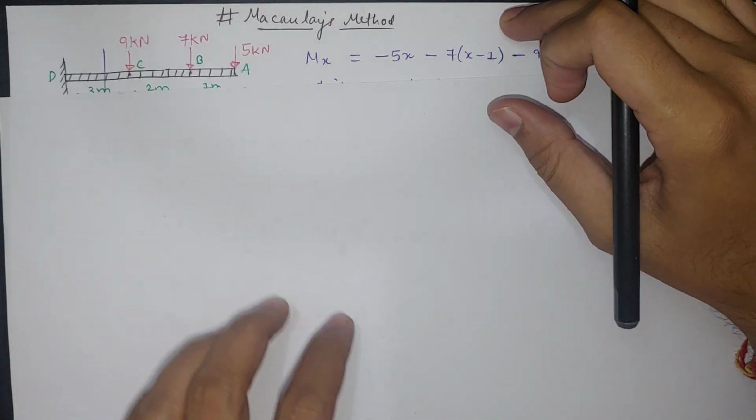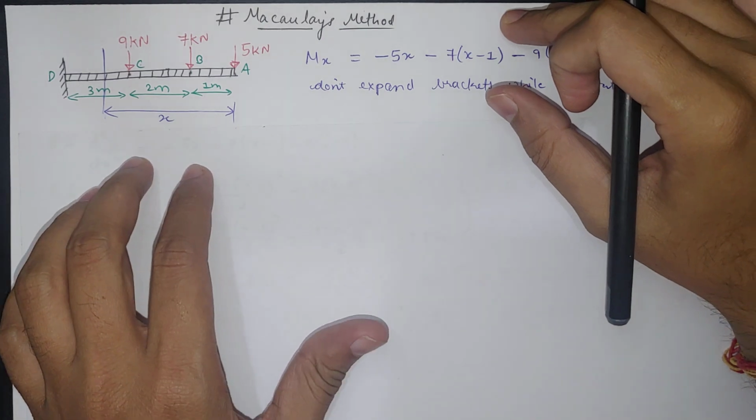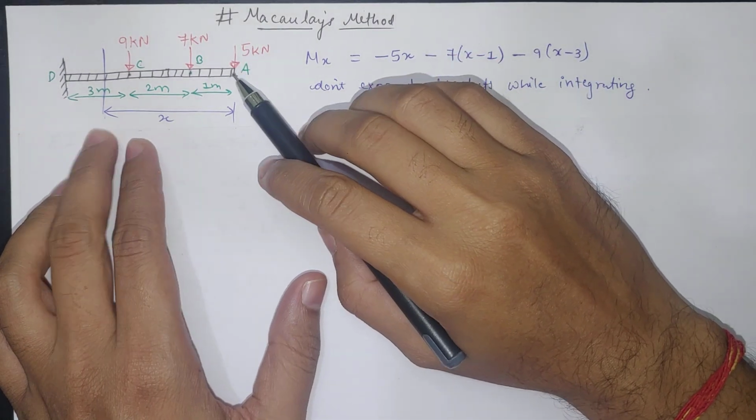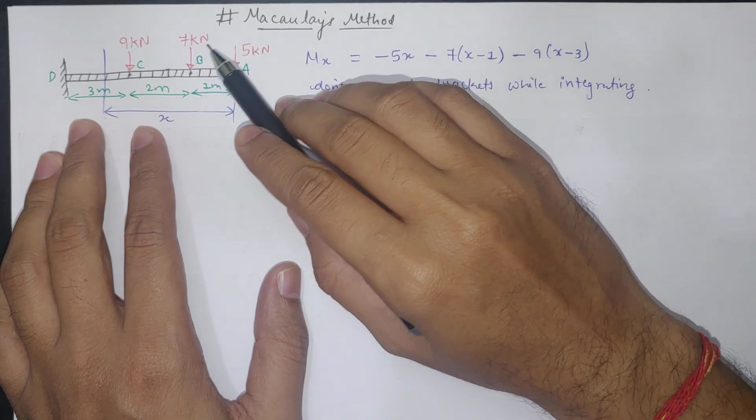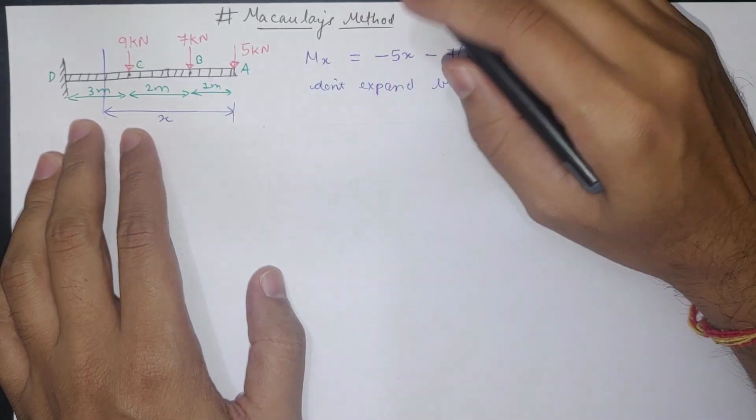So in this video we will see Macaulay's method. In the previous double integration method there was only one load, that's why it was easy to solve. But here we have 5 kilonewton, 7 kilonewton and 9 kilonewton at three different locations.